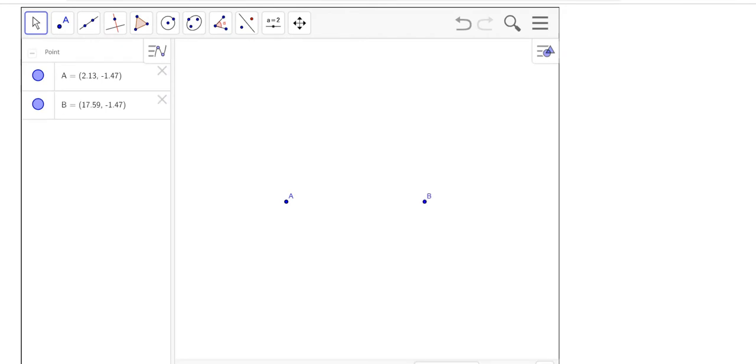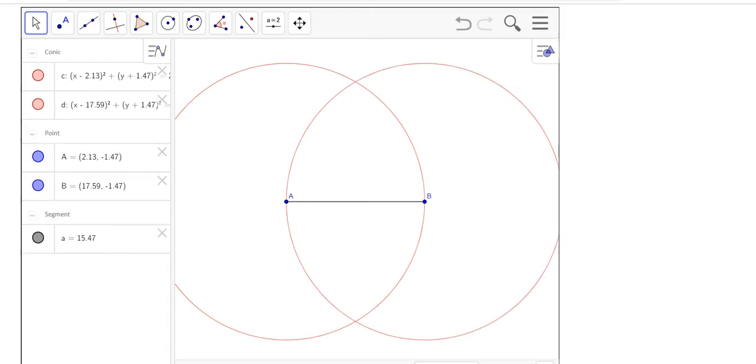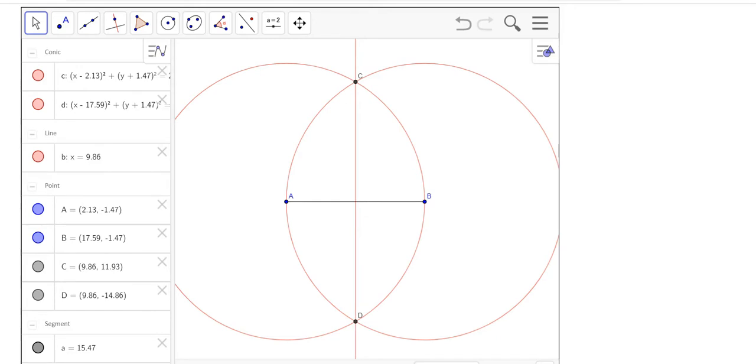So we're going to start, and here's our line segment AB. The first thing we're going to do is construct two circles that both have a radius of AB. And we're going to construct the perpendicular bisector of AB. So using points C and D, through any two points, we can create a straight line. And so we're going to create that straight line, and that's going to become the perpendicular bisector.